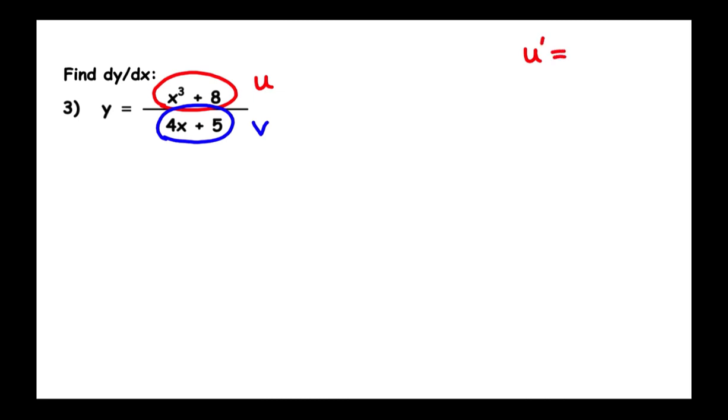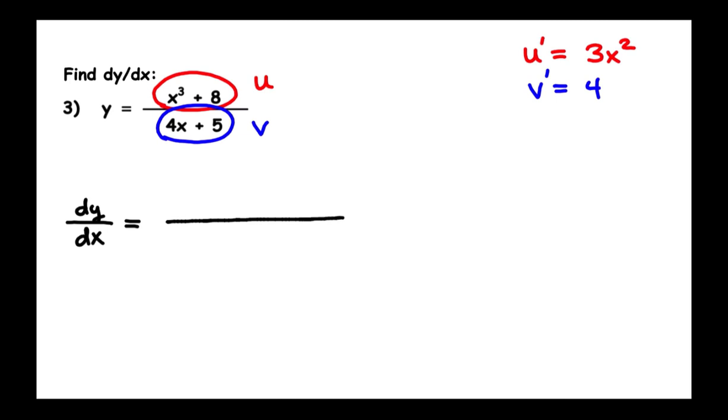This will be a little easier this time. The u prime is just 3x squared. No chain rule on that. And the v prime is simply 4. All right. So dy dx is large fraction u prime v minus uv prime over v squared. I always like to start by writing the v squared.